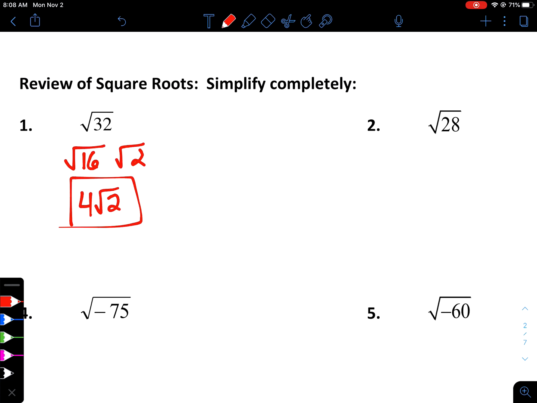For number 2, same idea, the square root of 28. You're looking for the largest perfect square you can divide it by. Turns out that the largest perfect square you can divide that by is 4. If you take 4 multiplied by 7, you get 28. One of those square roots you can simplify: the square root of 4 is 2. The square root of 7 you'll leave next to it, and there would be your answer for number 2.